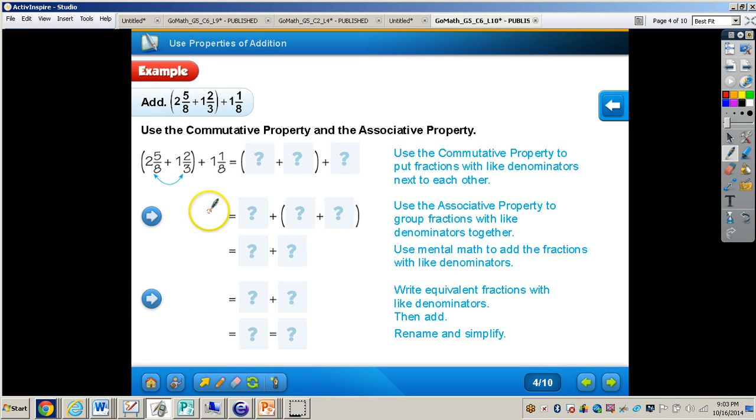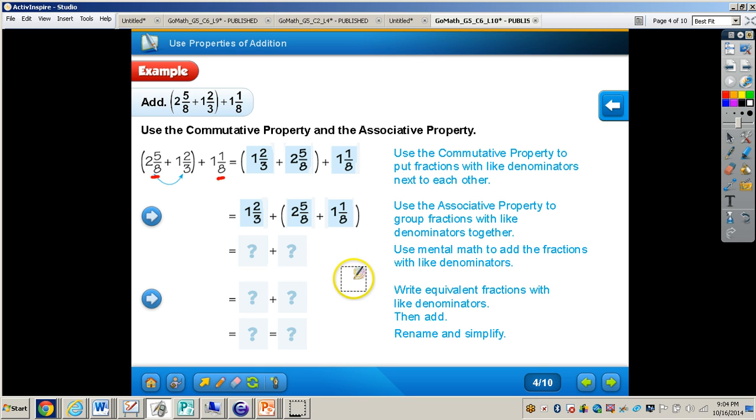Okay, so first of all, we're going to use the commutative property to put fractions with like denominators next to each other. Pretty obvious there, you want to add fractions with like denominators. So we're going to put that 1 2/3 plus 2 5/8 plus 1 1/8. We're going to order those a certain way, and then from there we're going to use the associative property to group fractions with like denominators together. Okay, so we will do 2 5/8, 1 1/8, and then 1 2/3.